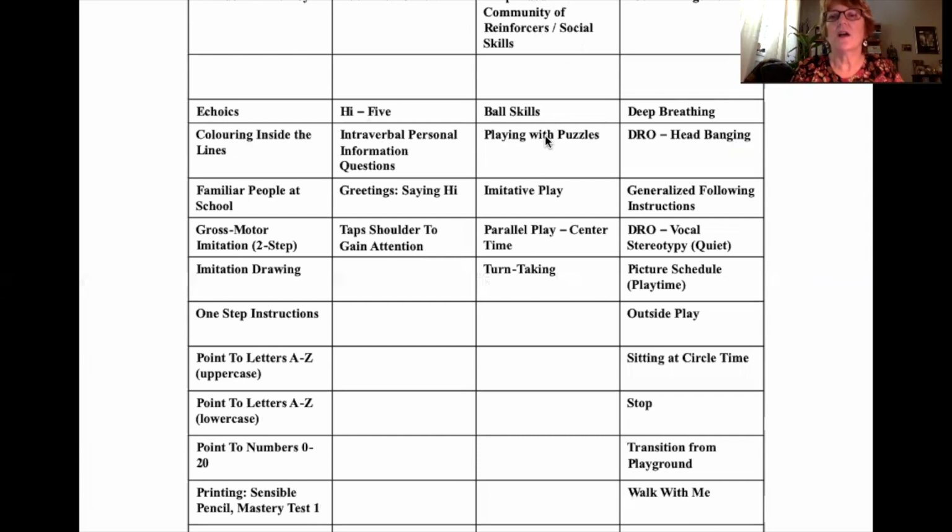That means learning to do things that other people do and have fun at. So learning to play next to somebody, learning to take turns, learning how to throw a ball. So we all need leisure skills, and it's really nice if our kids can interact with other kids socially. And then we've got self-management skills.